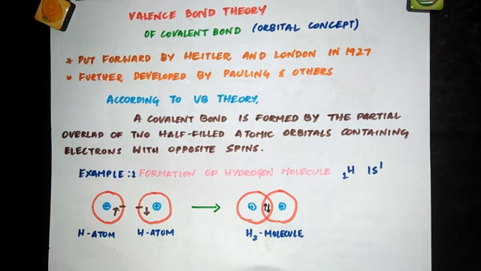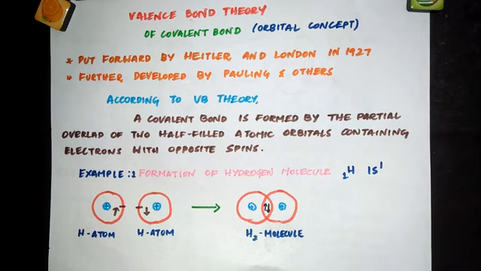How different theories have been put forward from time to time to explain bond formation. In that series, we have seen the Kossel-Lewis approach and VSEPR theory, valence shell electron pair repulsion theory. Now we are going to see one more theory, valence bond theory.